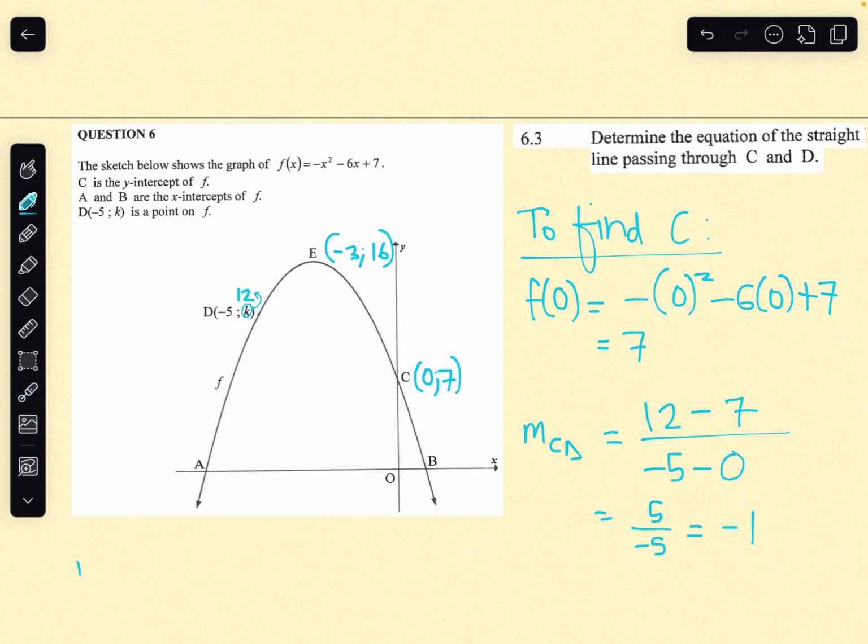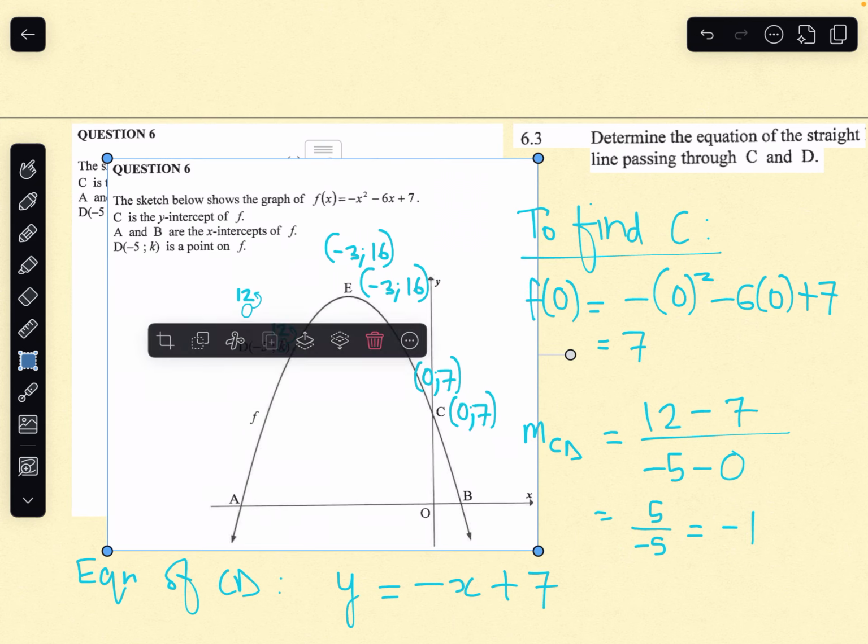So the equation of CD is going to look something like y is equal to minus 1x, which is minus x plus c. And we know what the c is. It's going to be 7 because that is the y-intercept of this line as well. So it is y is equal to minus x plus 7. Looking good.